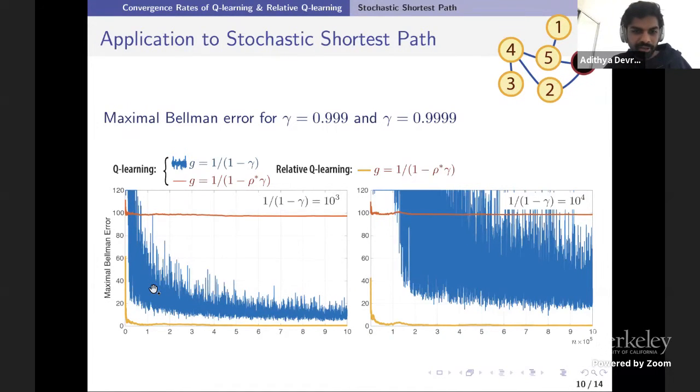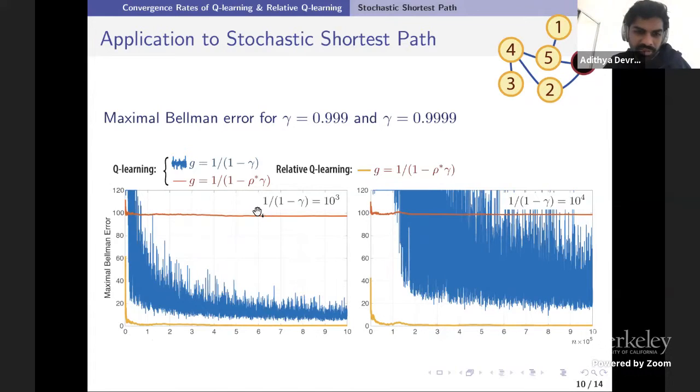And you see that for the discount factor 0.999, the Q-learning algorithm with optimal step size does go close to zero, but it's very, very noisy. And if you make the discount factor even bigger, then it becomes even more noisy. But the relative Q-learning algorithm seems to have an unchanged behavior here.